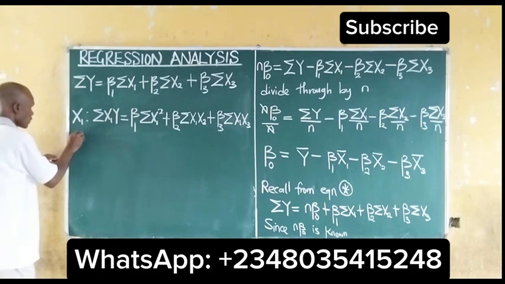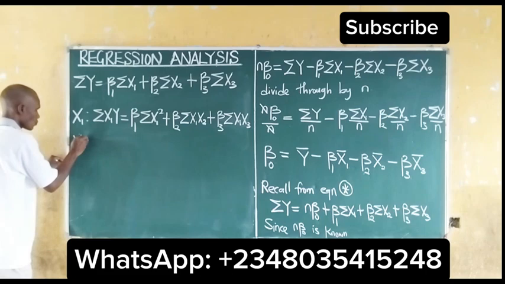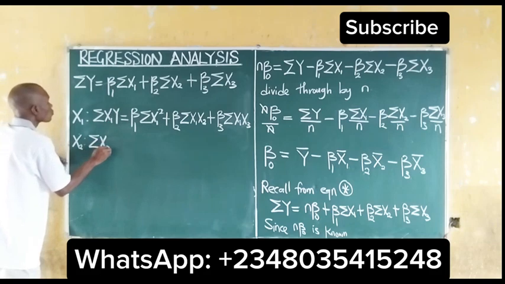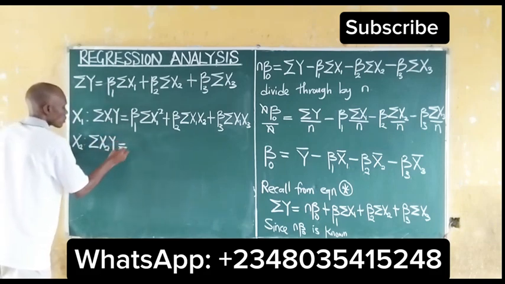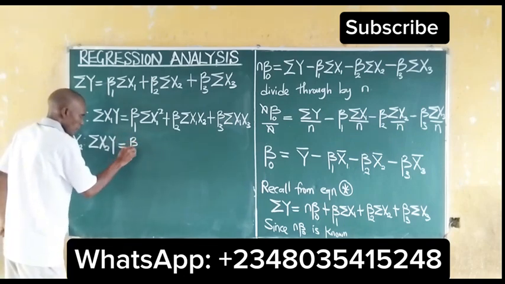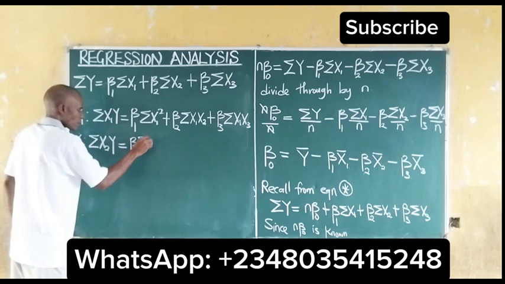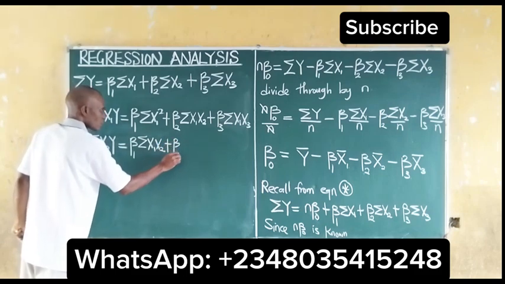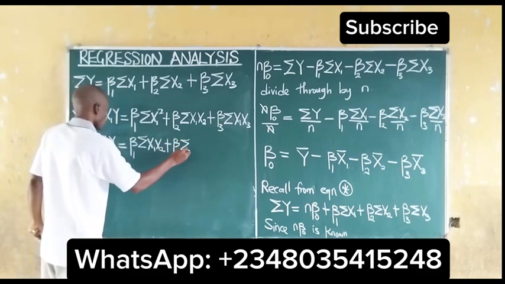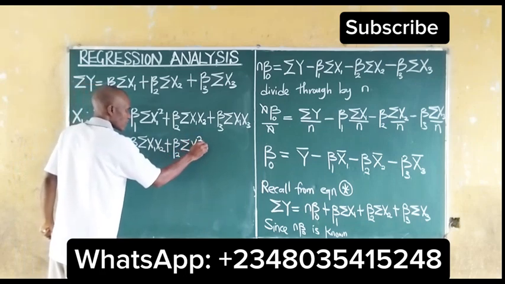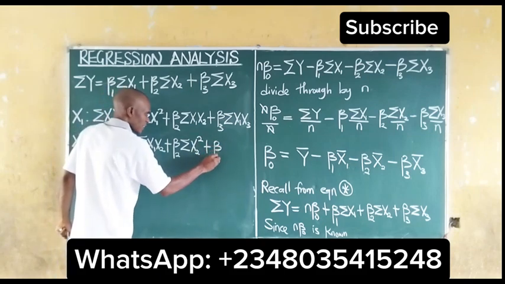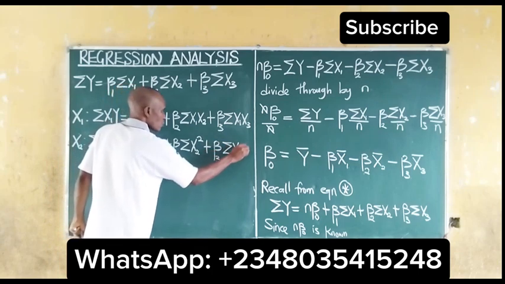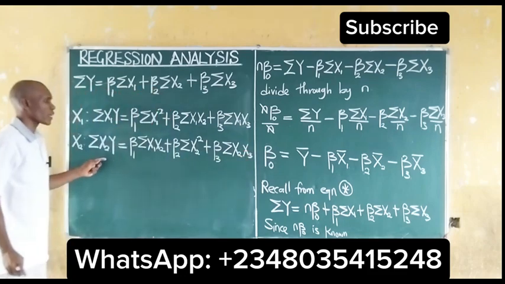The second one, x2, you have summation of x2 y to be equal to b1 summation of x1 x2 plus b2 summation of x2 squared plus b3 summation of x2 x3. So this is what we get.